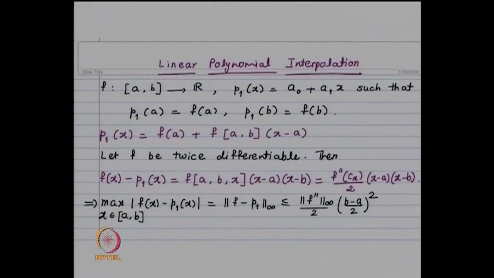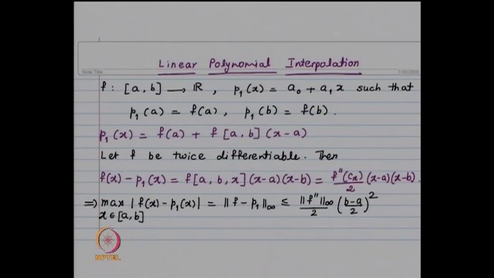This part we had seen last time, that for linear polynomial interpolation, the norm of f minus p1, its infinity norm, is less than or equal to norm f double dash infinity divided by 2 into (b minus a by 2) square. Our function is going to be linear on each interval t_i to t_{i+1}. So, this bound we will write for the interval t_i to t_{i+1}, and the bound will be norm f double dash infinity norm divided by 2, where b minus a is replaced by h, into (h by 2) square.